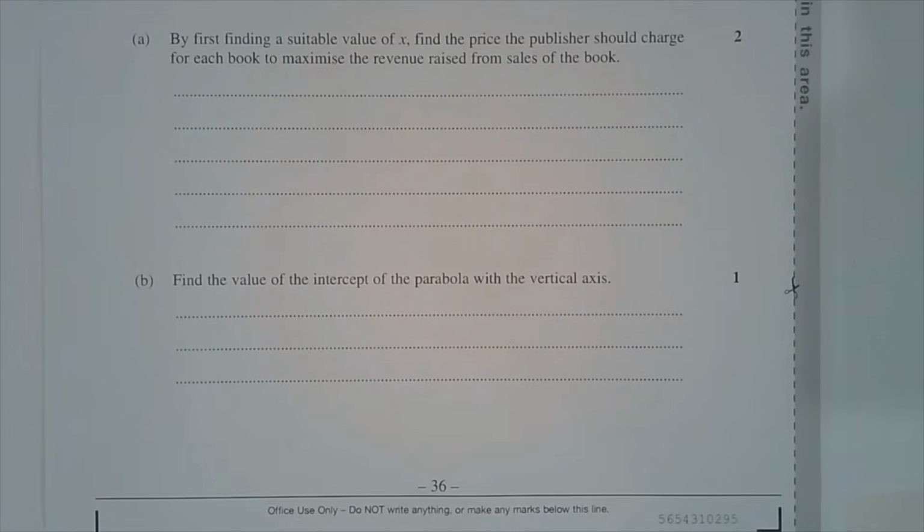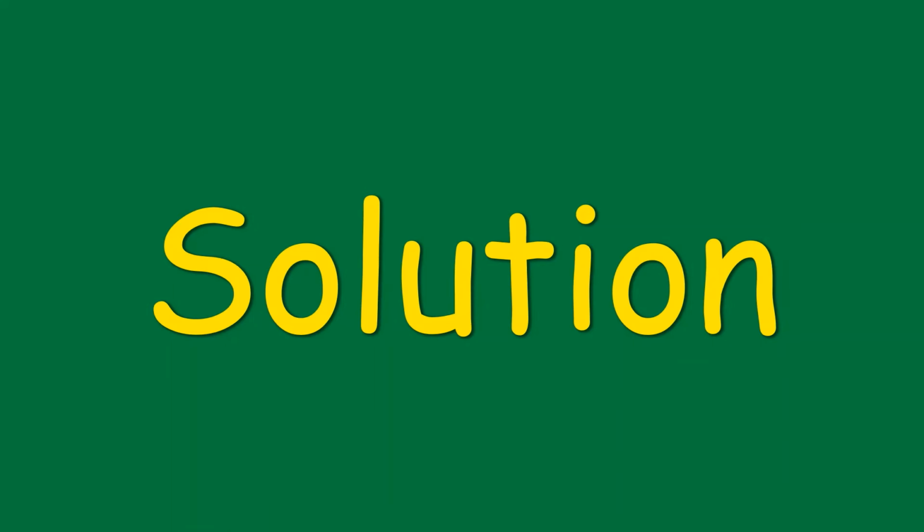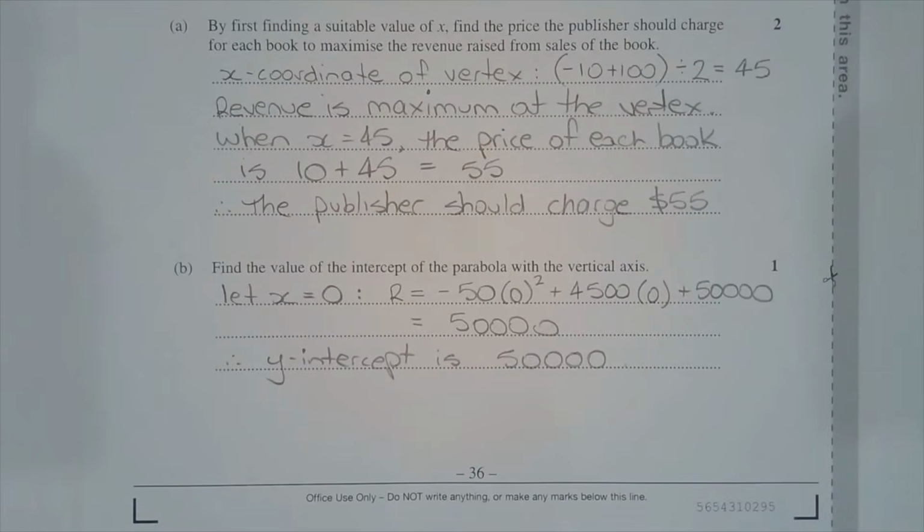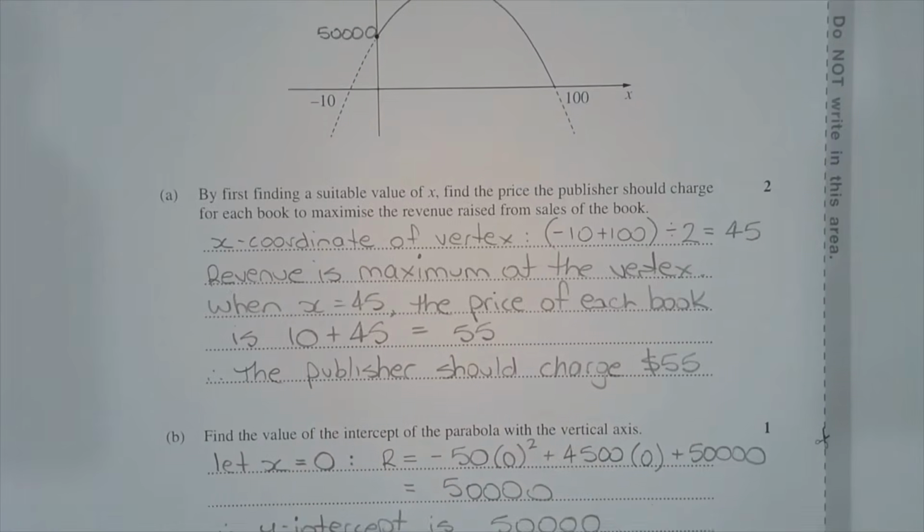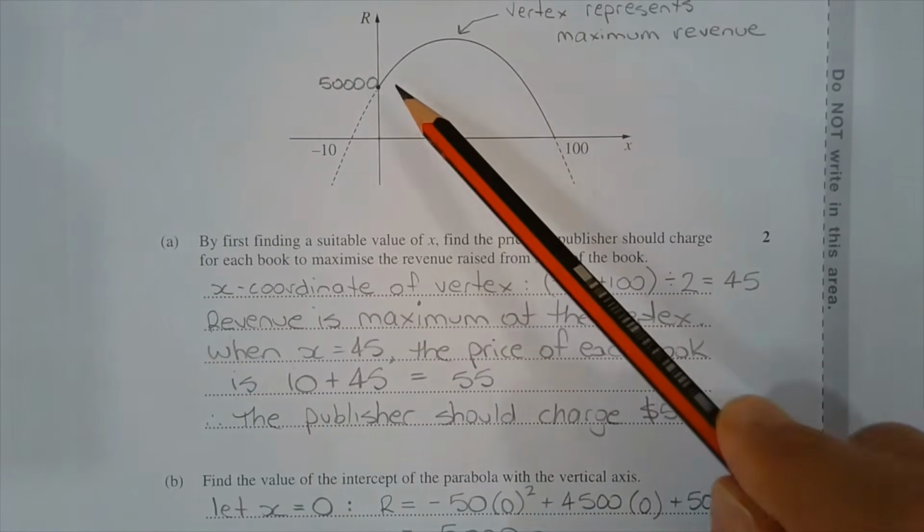Part B. Find the value of the intercept of the parabola with the vertical axis. The question is asking for the y-intercept, and that occurs when x equals 0. Substituting x equals 0 into the equation, we get R is equal to negative 50 multiplied by 0 squared plus 4,500 multiplied by 0 plus 50,000. The terms in x disappear and we're left with the constant term. So therefore, the y-intercept is 50,000. Which is this point here.